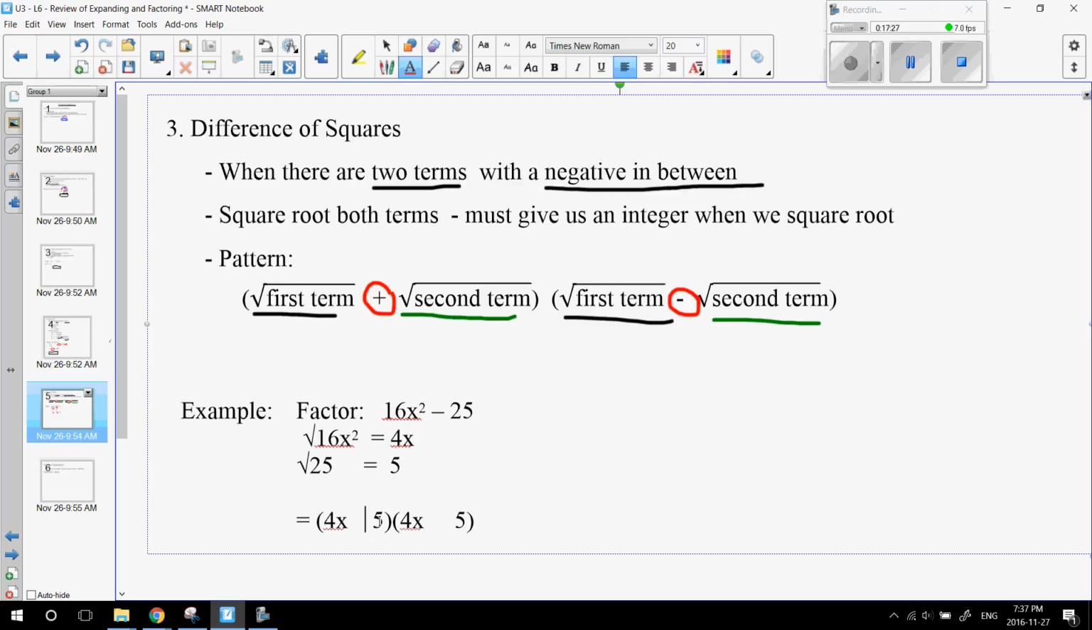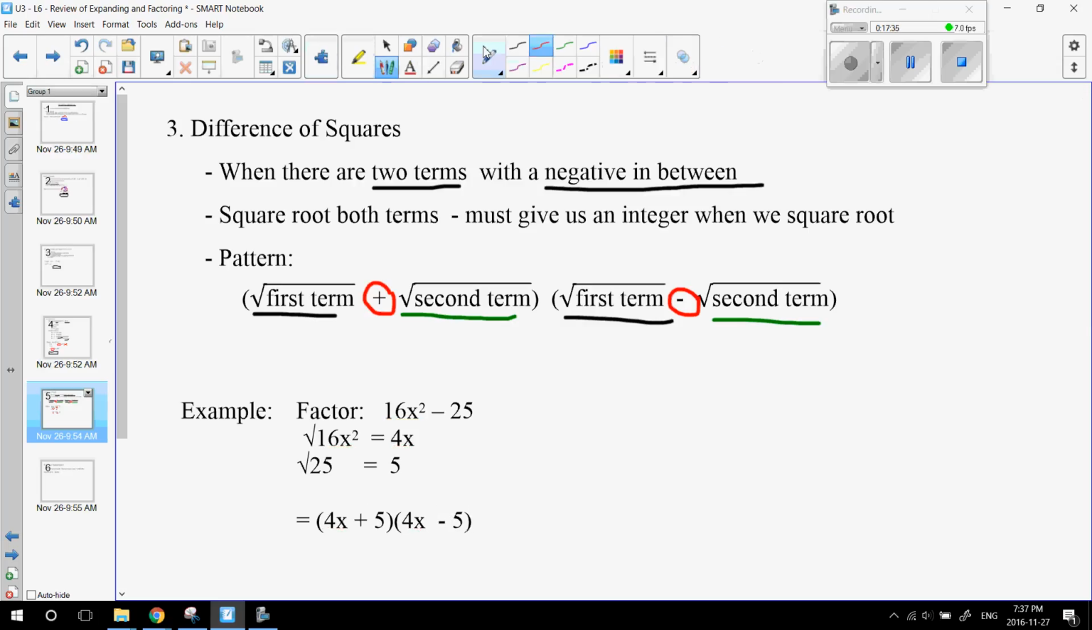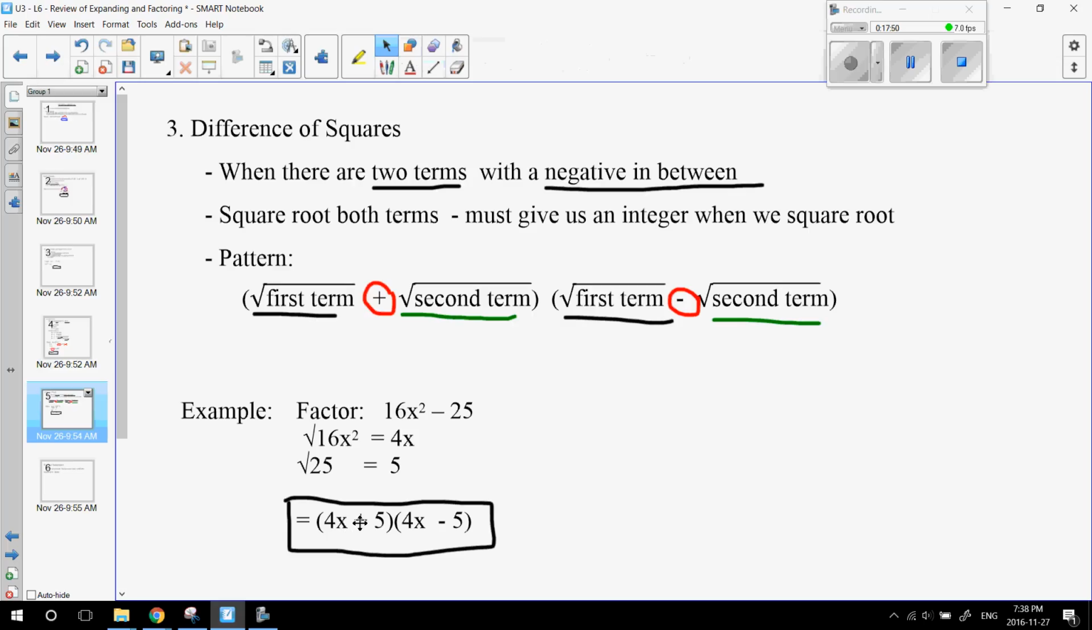And then in each of our brackets, one bracket gets a plus and one bracket gets a minus. And that is it for our difference of squares factoring. So that's our final answer here. And again, it looks like we have our two separate brackets. The only difference is that one gets a plus and one gets a minus.